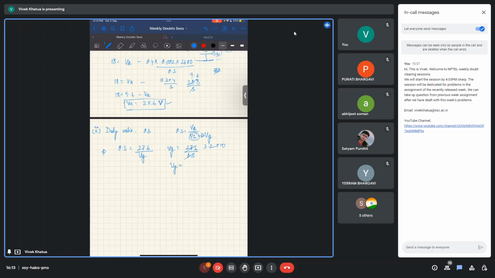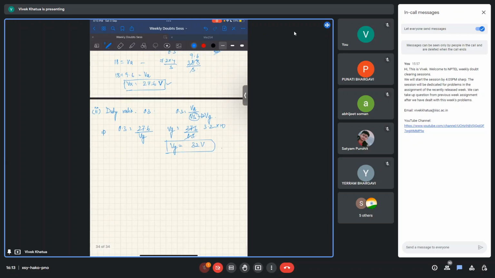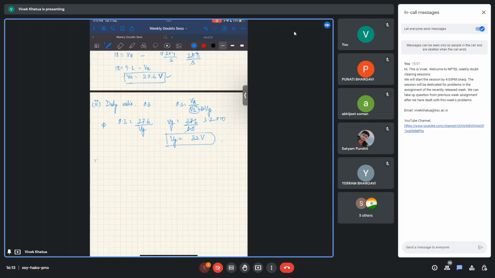So VG is 32 volts. Okay. Yeah, so this is one type of problem. The third type, or a counterpart of the second, is that input is given. You need to find the duty ratio. This is fairly trivial, I think.